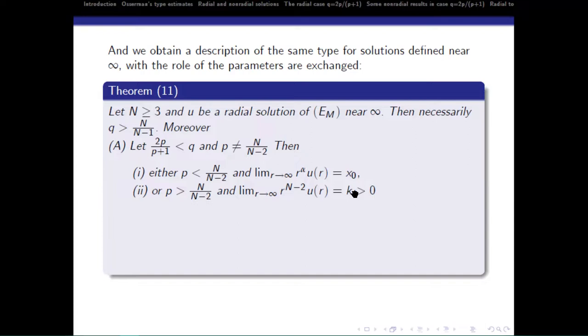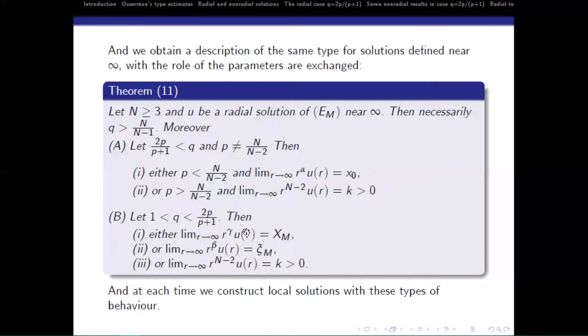If q is less, then either you have a behavior like the eikonal solution, or like the Hamilton-Jacobi, or I can say u is regular at infinity. So you see here the three possible behaviors near infinity. And each time, we can construct local solutions with these types of behavior.